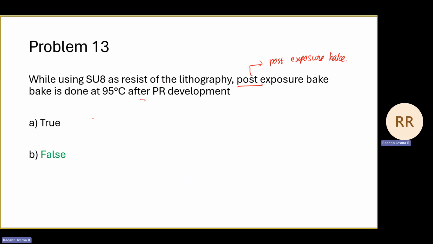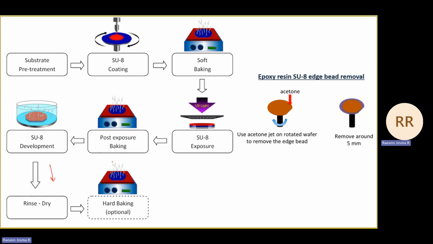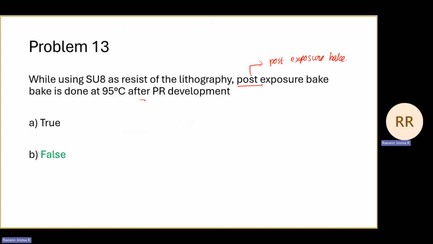Okay, the correct answer is false. So here if we see the sequence of steps that are required for making patterns using SU8 photoresist, which is a negative photoresist, the post-exposure bake comes before the SU8 development. Okay. So it does not come after the PR development, it is before the PR development. So the correct answer for this question is false. Option B.